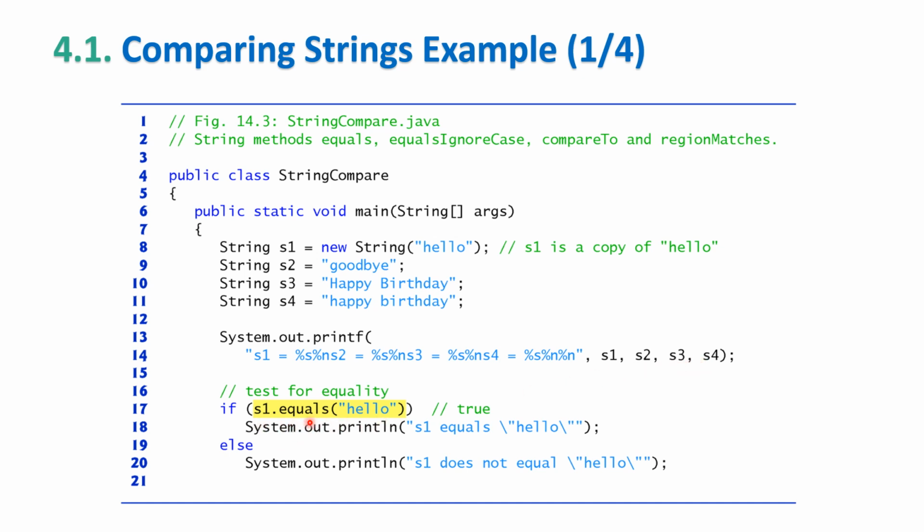The first comparison made in the program is between string s1 and the string "hello" by calling the string method equals on the object s1 with the string "hello" as the argument. The method equals returns a Boolean value. If this call to method equals returns true, the program displays the message that s1 equals hello. Otherwise, it displays the message that s1 does not equal hello.